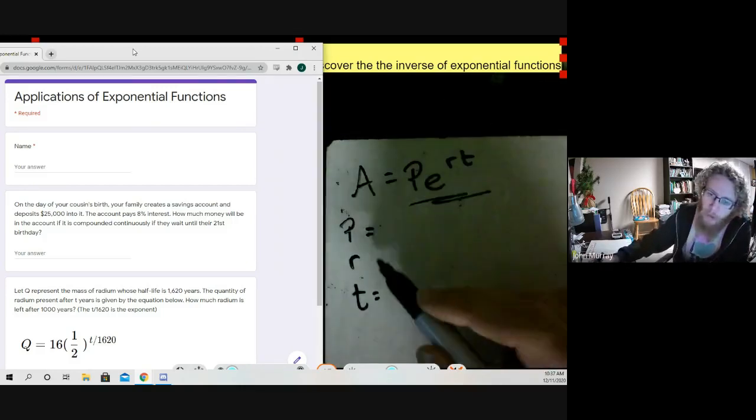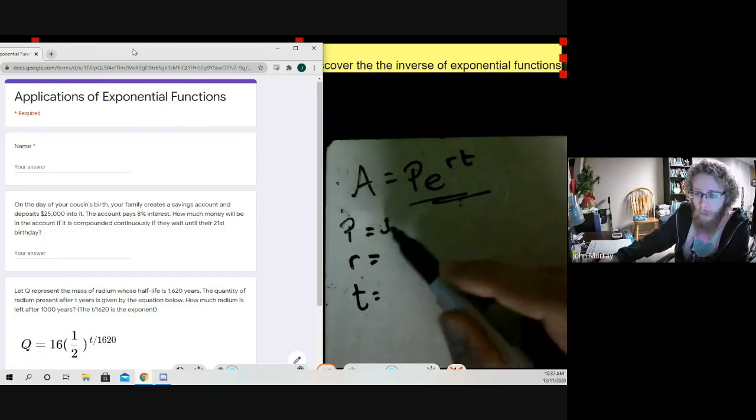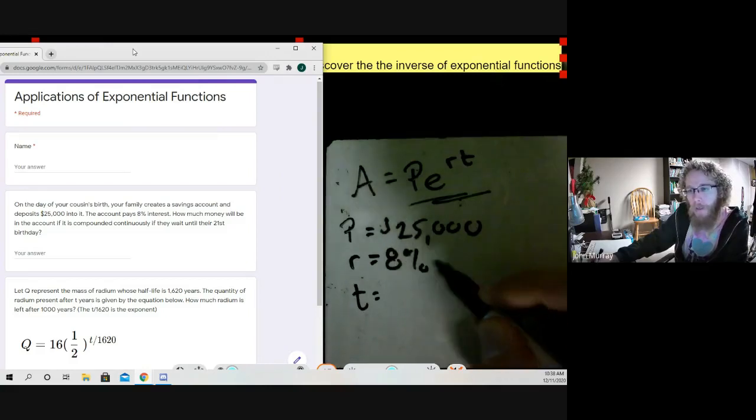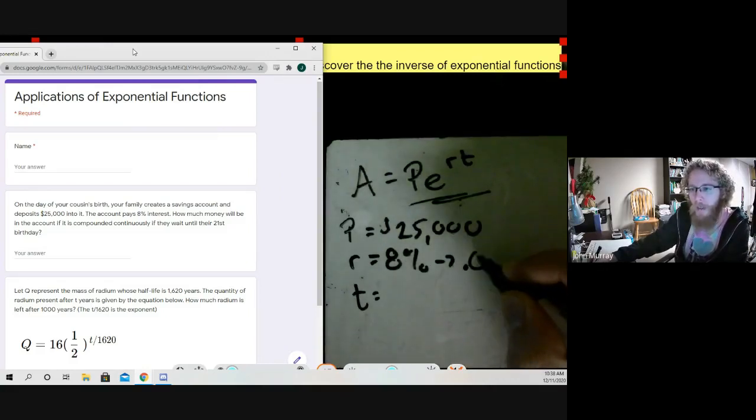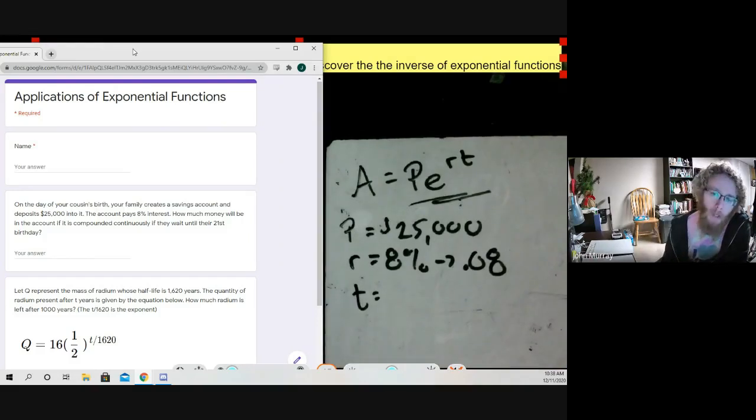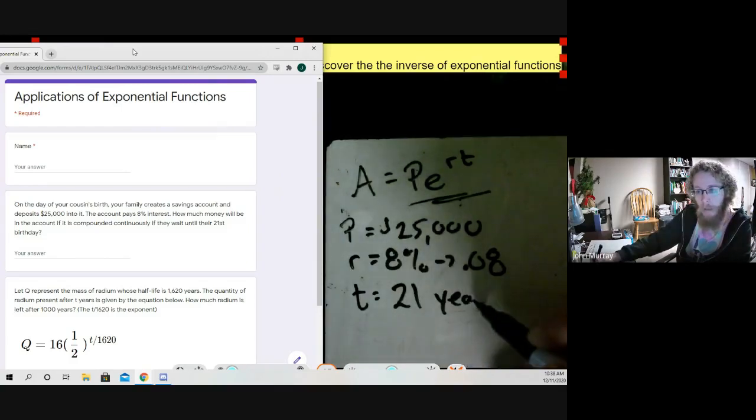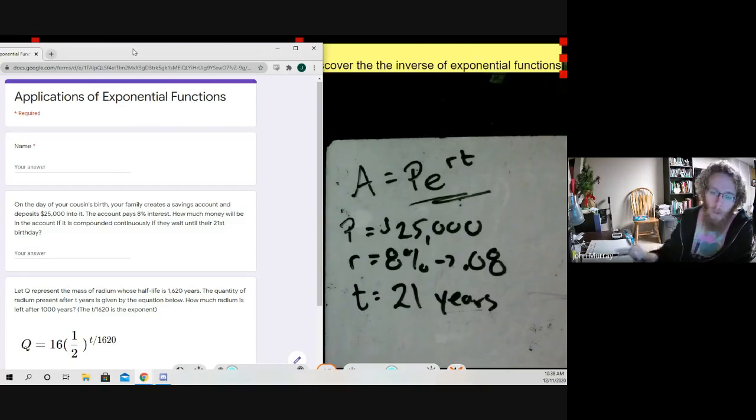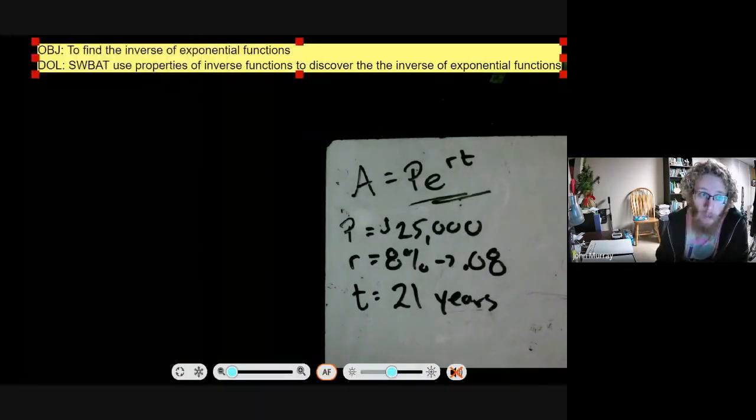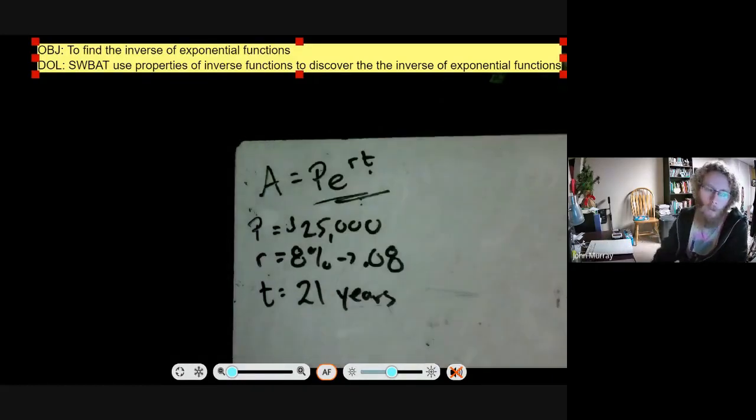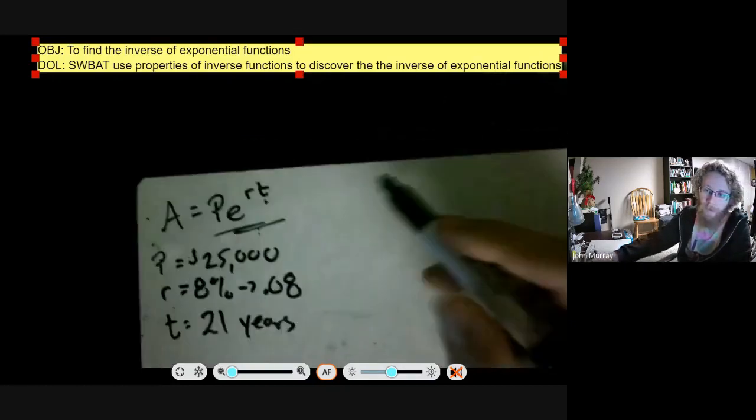So just to organize things, we have our three values that we're plugging in. The principal was 25,000. The rate is 8%. Again, remember you have to change that to a decimal, so that would be 0.08. If you typed in 8, you get a very large number. And the time, well, if you're going from birth to your 21st birthday, that's going to be in there for 21 years, which is quite a lot for a bank account. Obviously, the longer you have it, it exponentially grows with respect to how long it's in there.